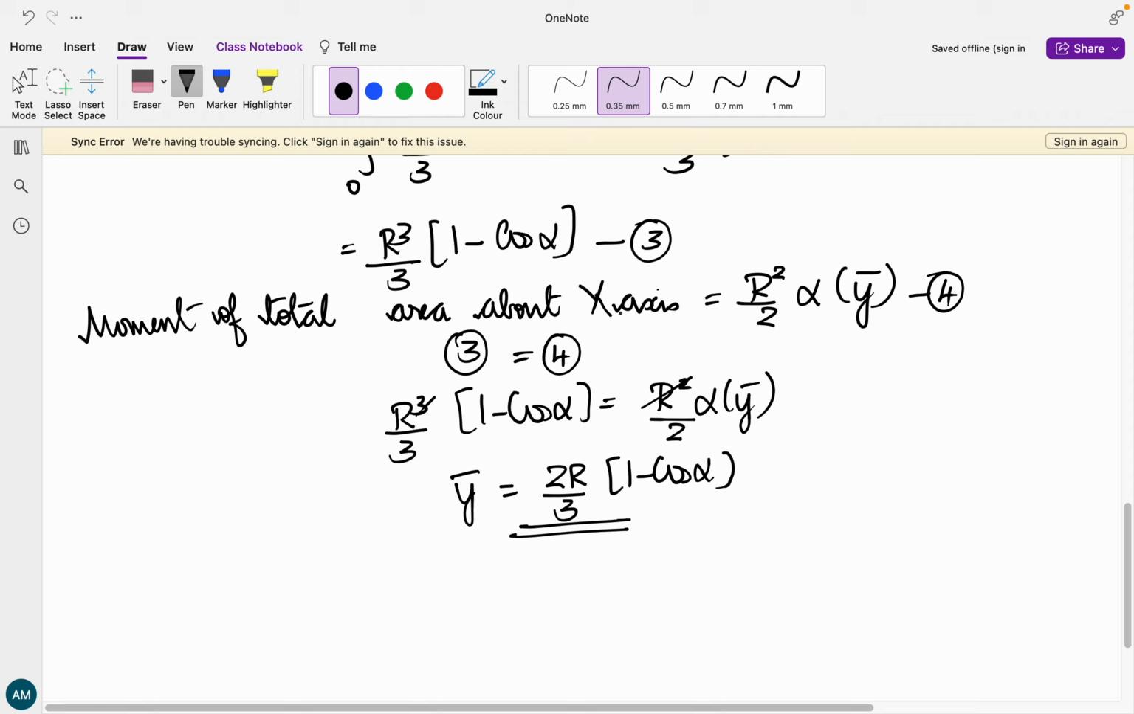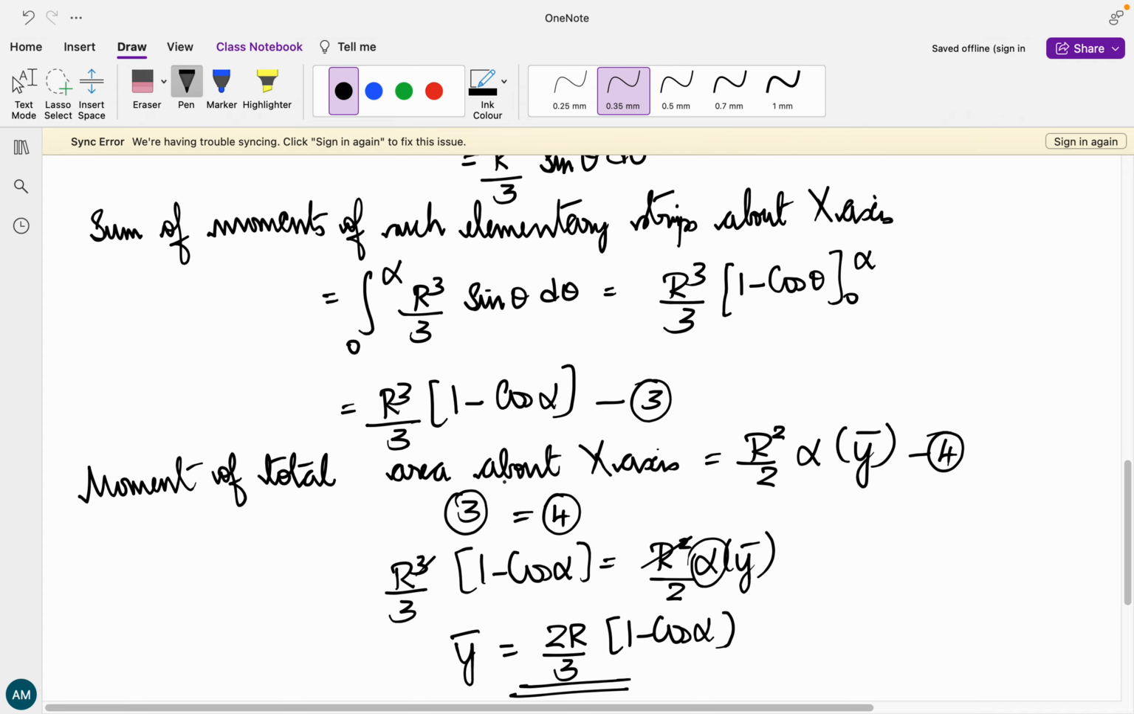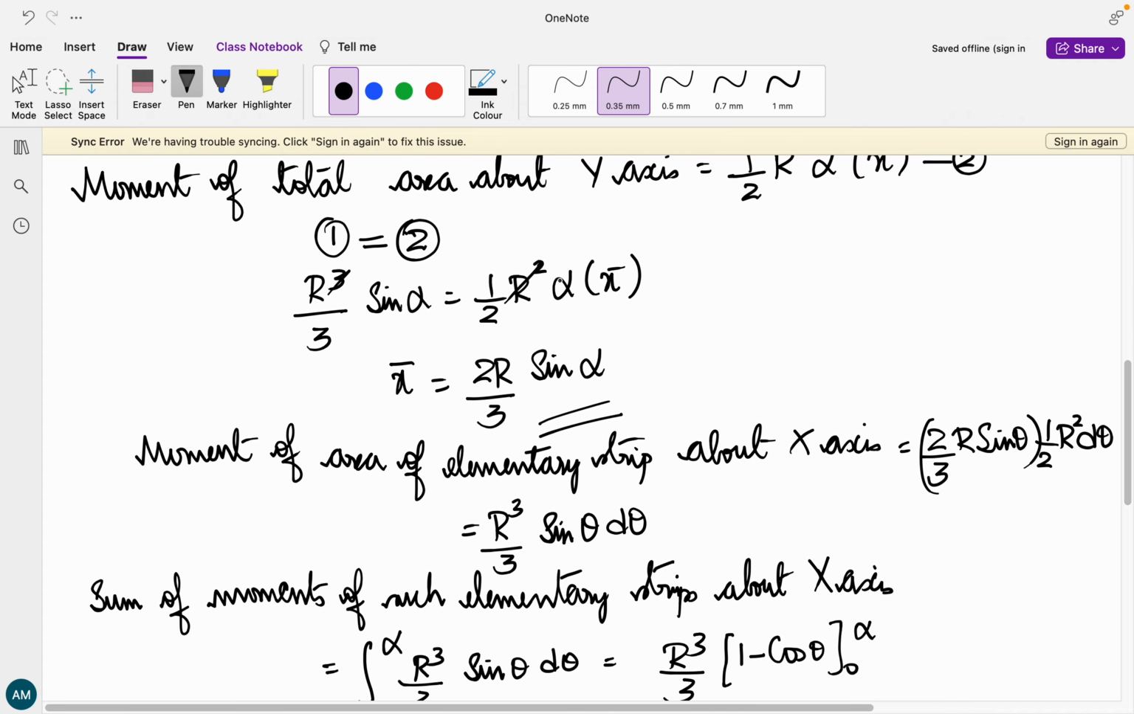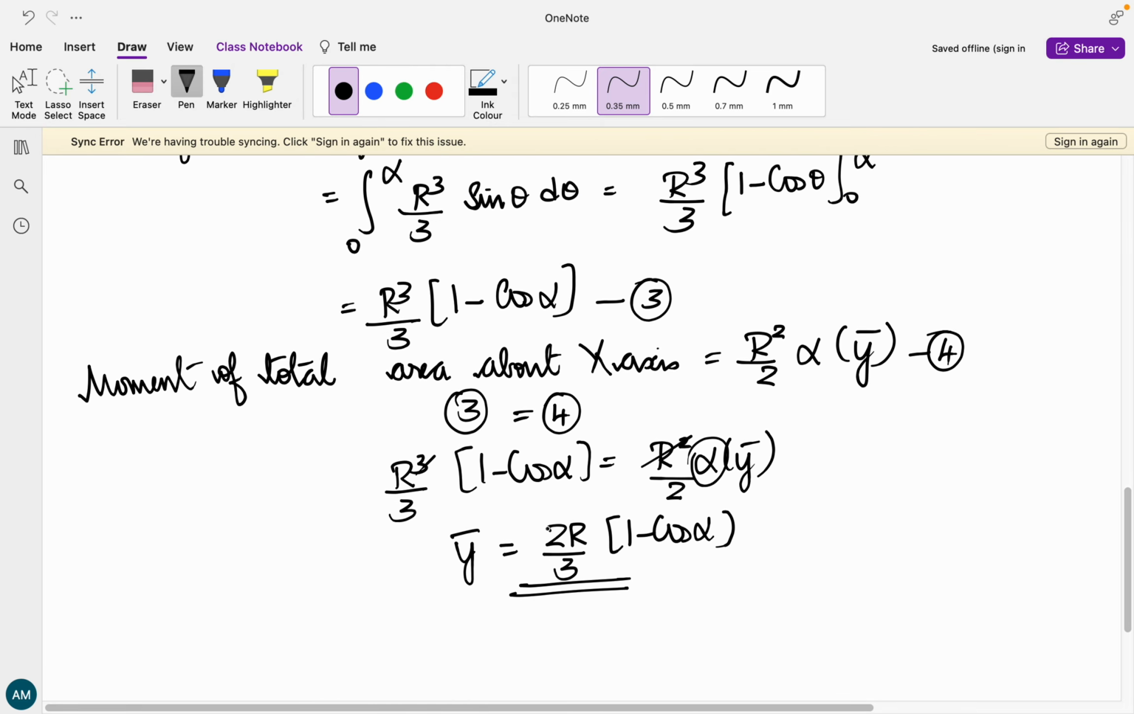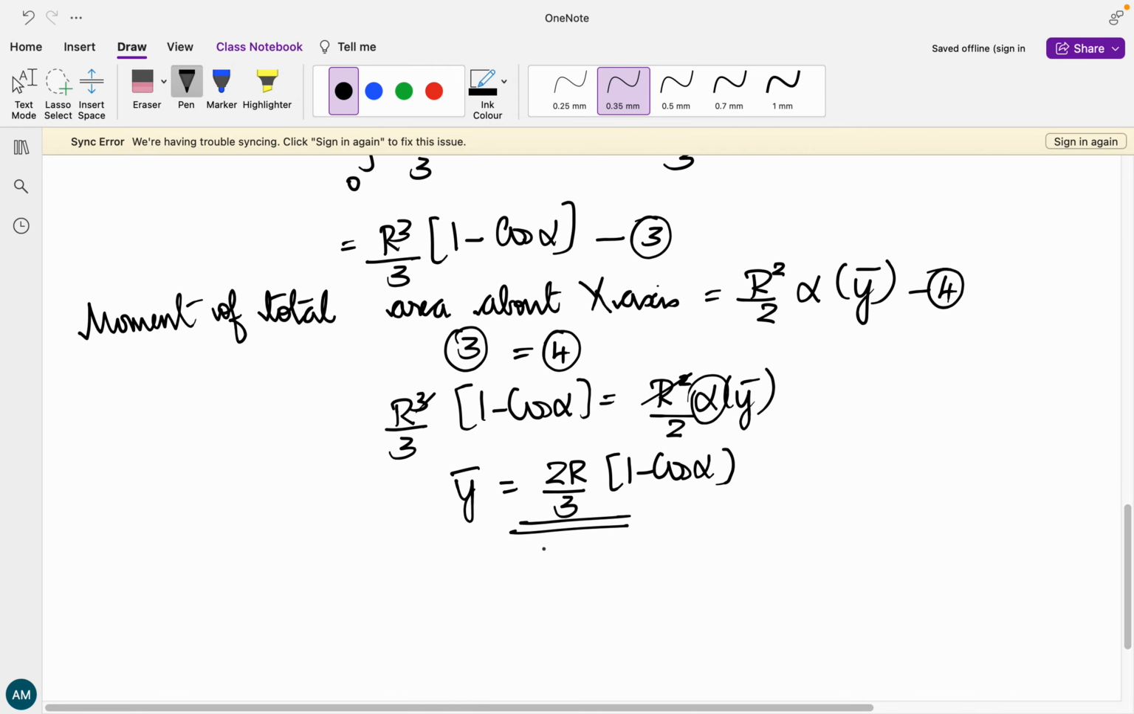Now you can see that here we have neglected this alpha, as well as here also we have neglected this alpha, because it is a very small number. It can be neglected, hence it's too small to be considered. That is the reason we have written x bar is equal to 2r by 3 sin alpha, and y bar is equal to 2r by 3 into 1 minus cos alpha.